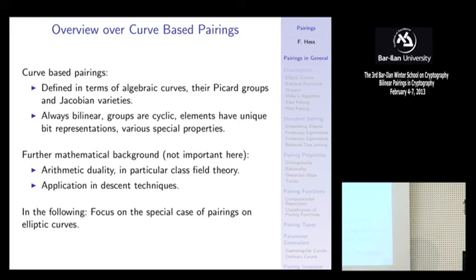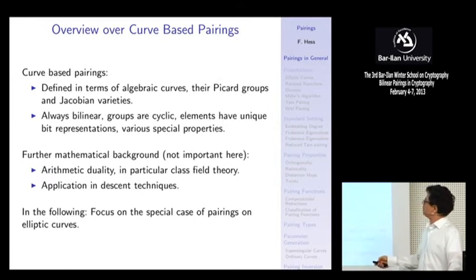So curve-based pairings, well, those would be defined in terms of algebraic curves and their Picard groups and Jacobian varieties. These are kind of mathematical objects that we don't have to think so much about. Usually they're always bilinear, and usually the groups are taken to be cyclic, and the elements then have nice bit representations. They're unique, for example, and there are various special properties that we are going to talk about. And the whole thing also embeds in some more general aspects that are not so important, something that is called arithmetic duality. Anyway, it's kind of general background behind the whole thing.